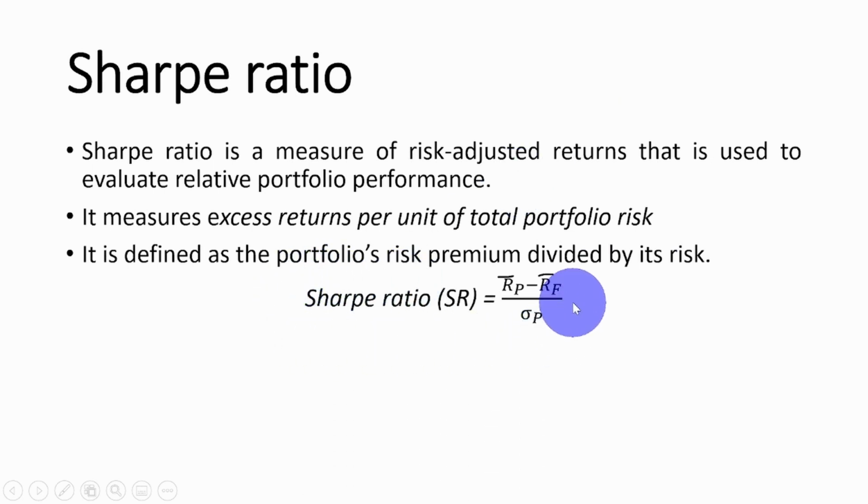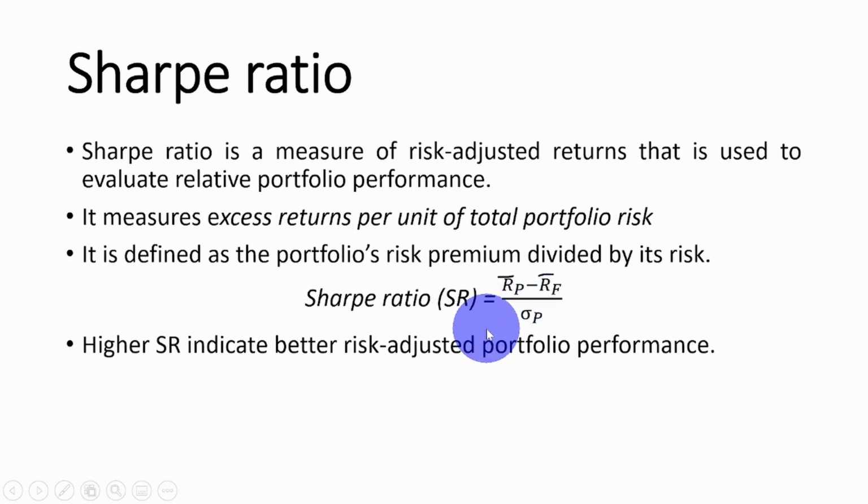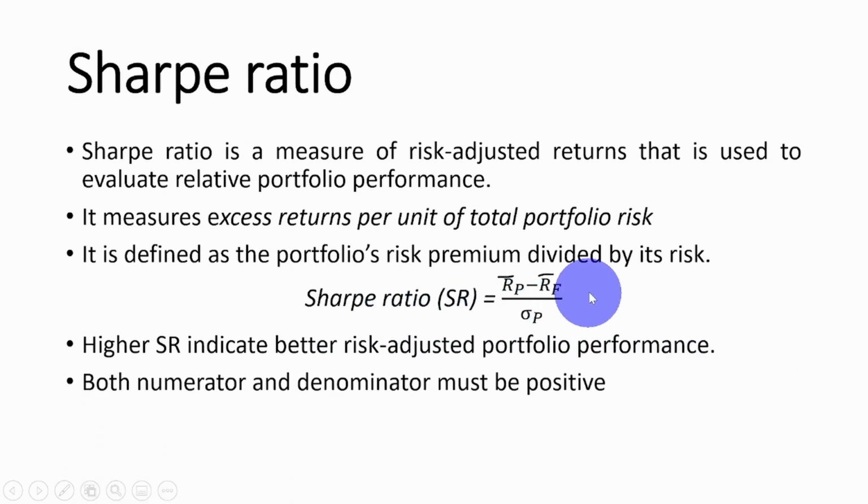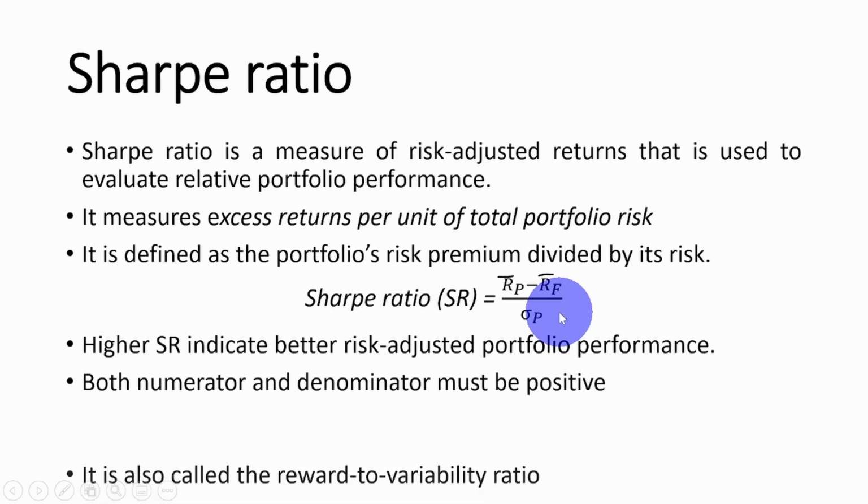So this is the formula for Sharpe ratio: the return of the portfolio minus the risk-free rate, divided by the total risk of the portfolio. The higher the Sharpe ratio, the better the risk-adjusted portfolio performance. For this Sharpe ratio, both the numerator and the denominator must be positive. It won't work if the numerator is negative or if the risk is negative.